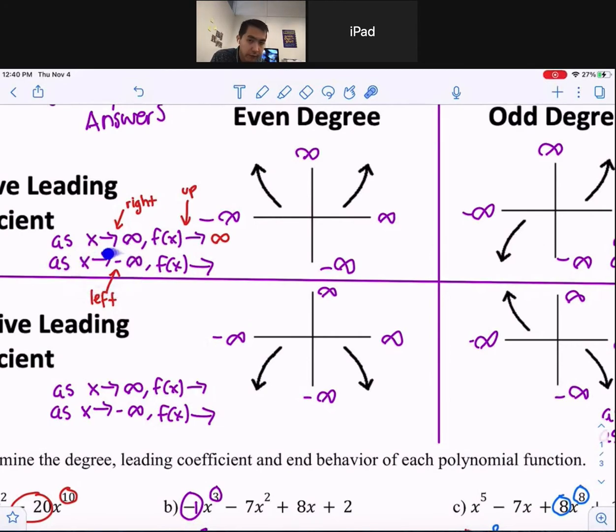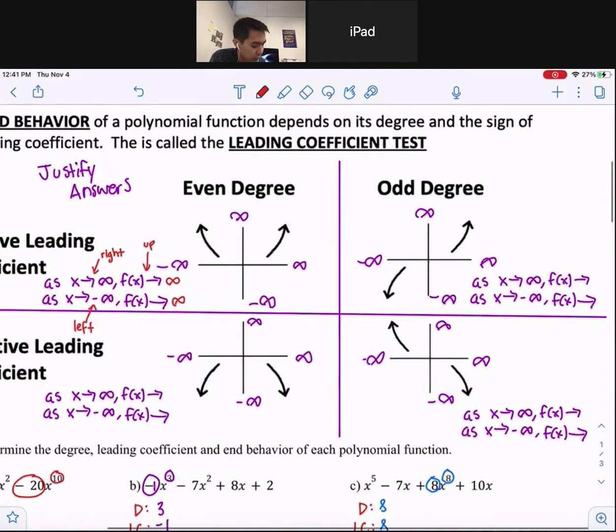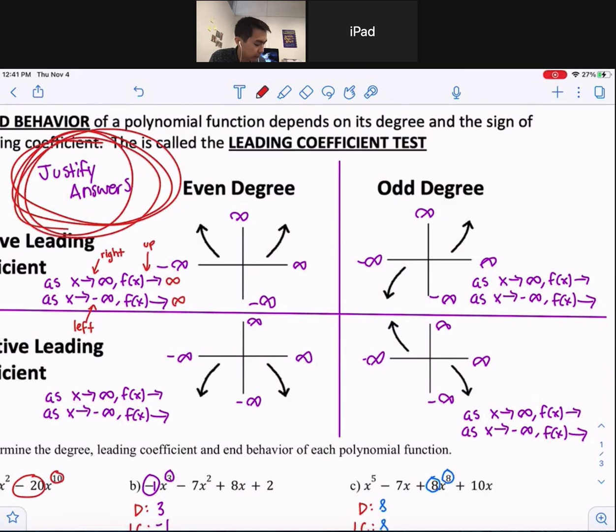Now let's take a look at the left-hand side though. If x is approaching negative infinity, what is your left-hand behavior doing? It's also going up, and you describe that as positive infinity. So look at the right arrow, that is increasing upwards, so f of x approaches infinity. If you look leftward, as x approaches negative infinity, your left-hand behavior is going up, approaching positive infinity. So this takes getting used to, and this is how you justify your end behavior answers.